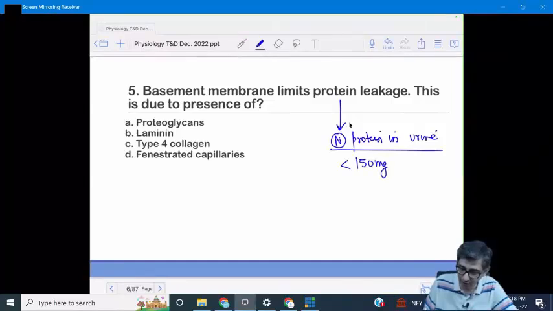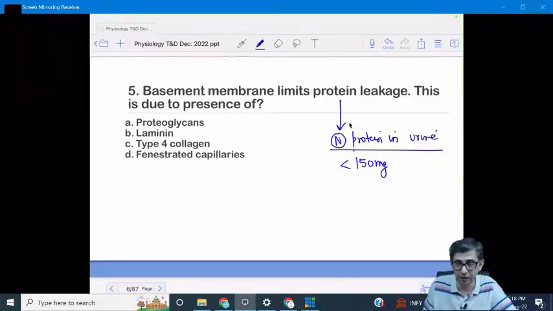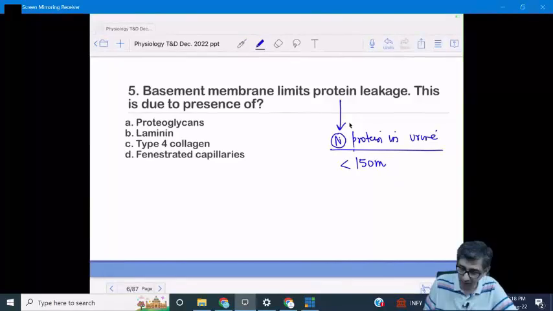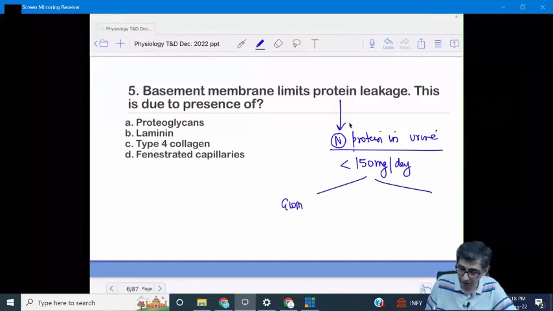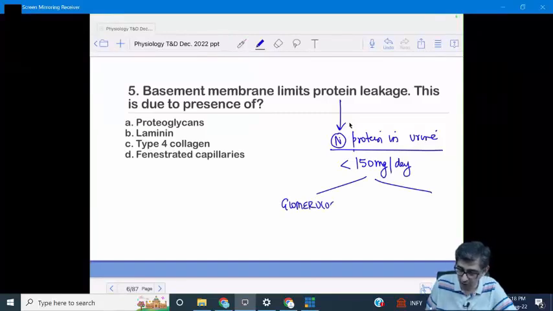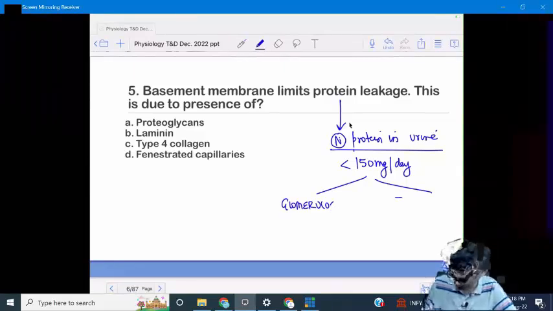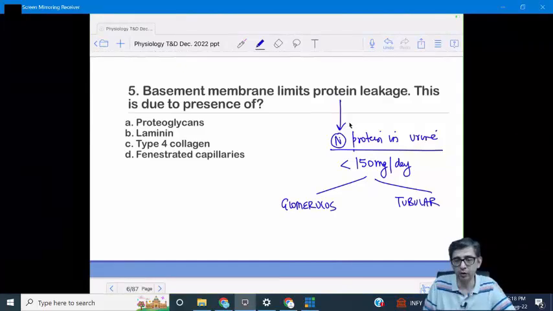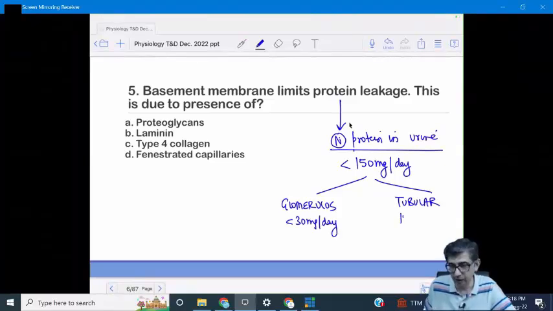Your answer is 150 milligram. It is not 0.3, it is 0.15. It is less than 150 milligram in a day. Hardcore physiology, how can you guys go wrong on this? Out of this 150 milligrams, some would be coming from the glomerulus and some would be coming from the tubules. Coming from the glomerulus is less than 30 milligram per day. And that makes the remaining coming from the tubules, that is 120 milligram per day.